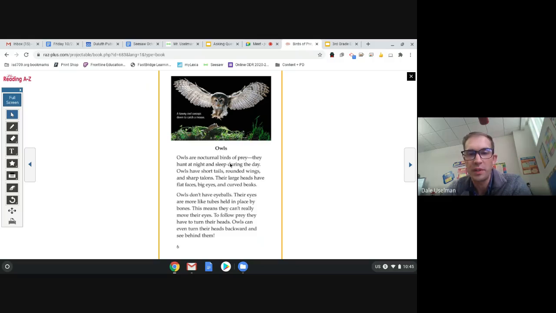Owls are nocturnal birds of prey. They hunt at night and sleep during the day. Owls have short tails, rounded wings, and sharp talons. Their large heads have flat faces, big eyes, and curved beaks. Owls don't have eyeballs. Their eyes are more like tubes held in place by bones. This means they can't really move their eyes. To follow prey, they have to turn their heads. Owls can even turn their heads backward and see behind them.